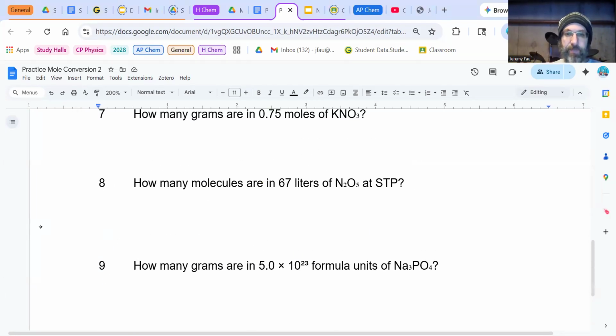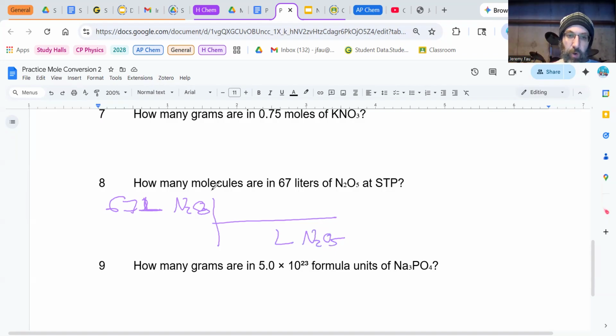Let's look at 8. All right. We have 67 liters of N2O5 at STP. We want to find out how many molecules are in there. So we're going to start with 67 liters of N2O5. We're going to put liters of N2O5 at the bottom.